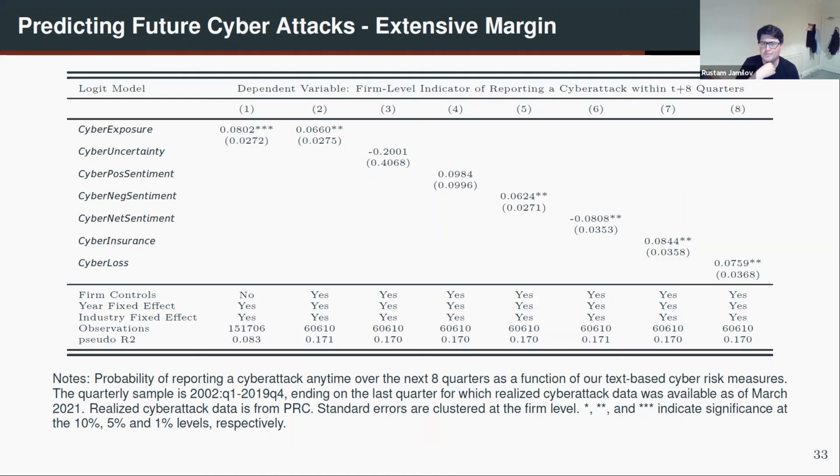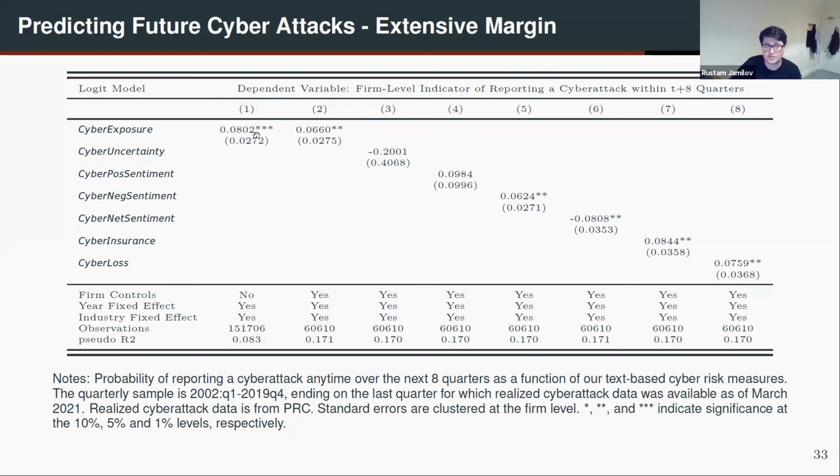We're trying to predict future cyber attacks. On the left-hand side, we have a firm-level indicator of reporting a cyber attack within 8 quarters in the future, so it's a 0 and 1 indicator. And on the right-hand side, we have our indices: cyber exposure, cyber risk plus uncertainty, cyber risk plus positive sentiment, and so forth. It's a logit model, nothing else, with some controls and year and industry effects. The bottom line here is that an increase in text-based exposure to cyber risk leads to a statistically significant increase in the probability of actually being cyber attacked.